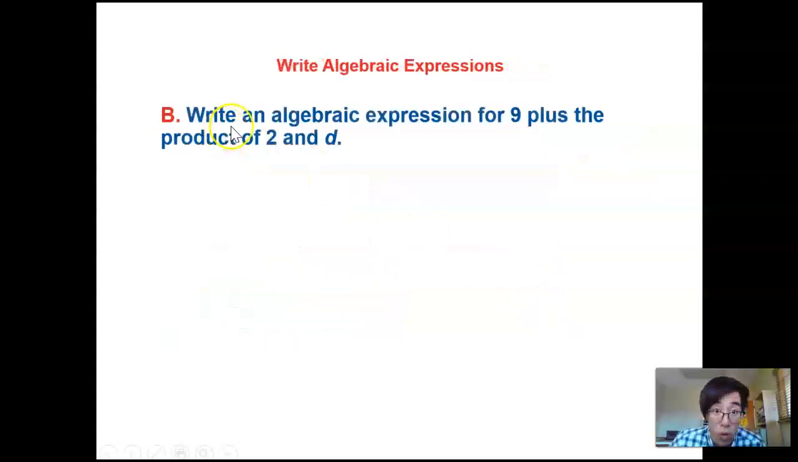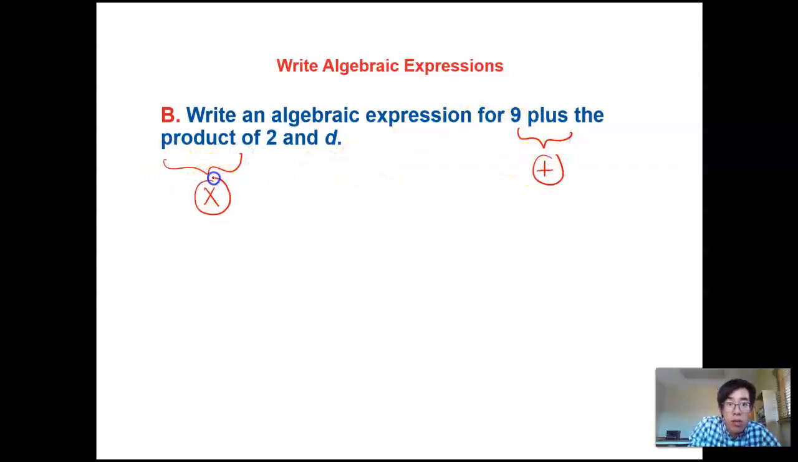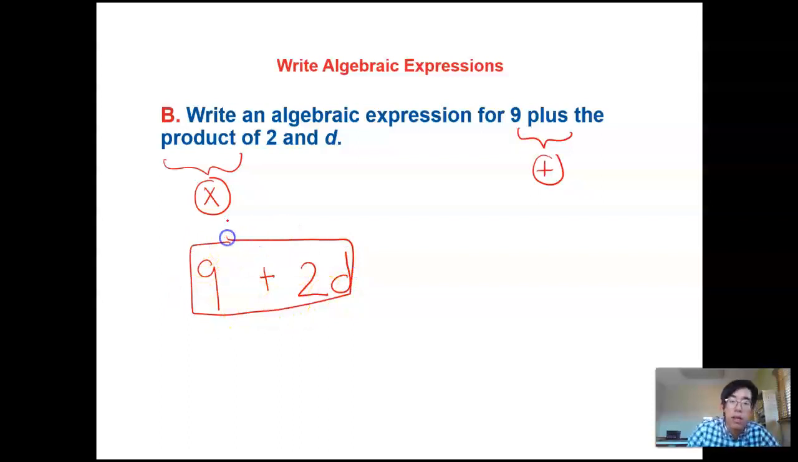Okay, so now let's write 9 plus the product of 2 and d. Alright, I know plus is addition, and I know product is multiplication. So now let's write this out. 9 plus the product of 2 and d. If I want to write multiplication, I could just write the number and the variable right next to each other. So that would be the answer.